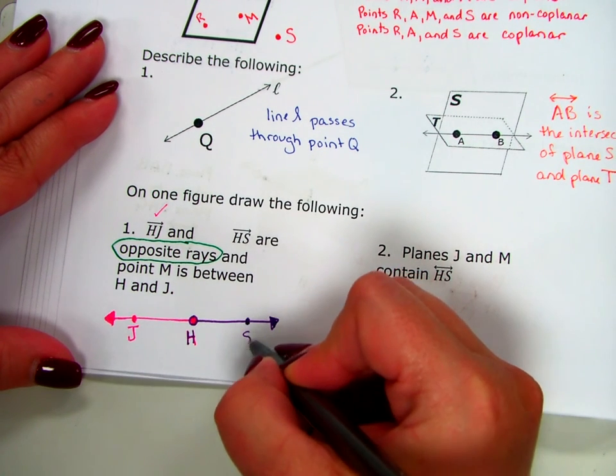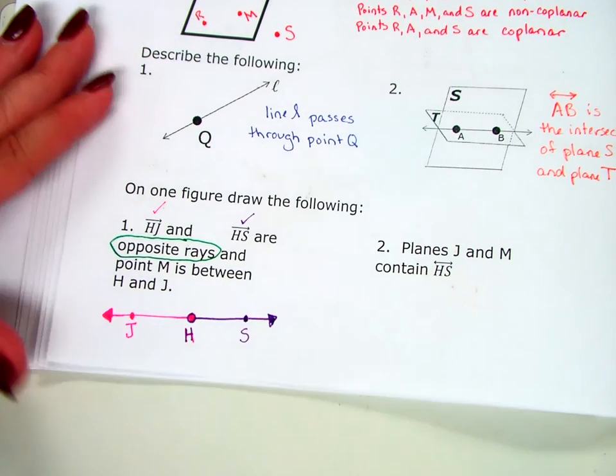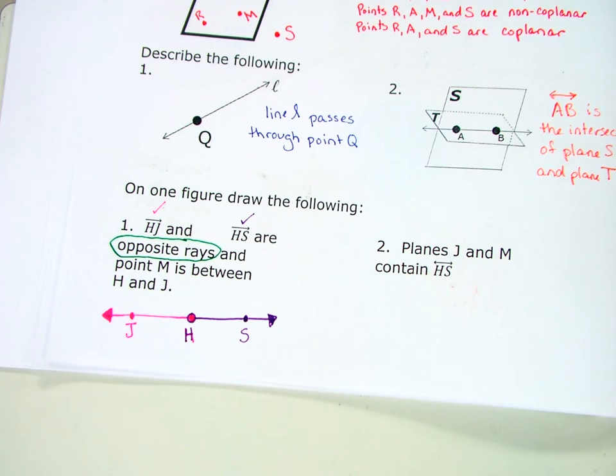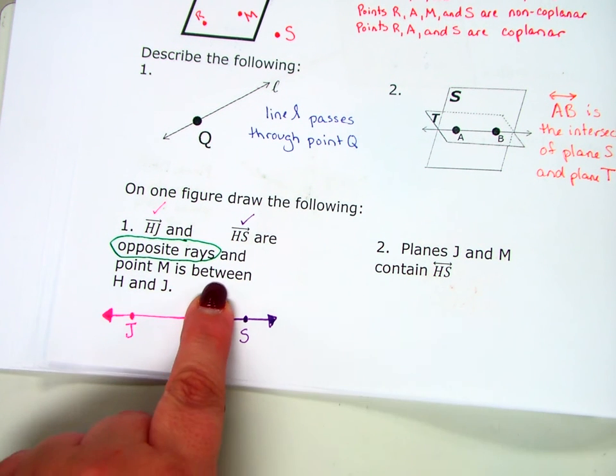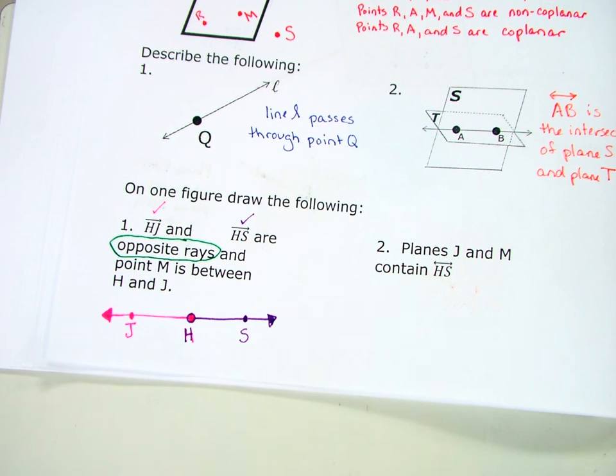And its direction point is labeled with an S. So we drew opposite rays. It says, and point M is between H and J. I can't draw a new H and a new J. I already have them in my picture, so I have to use the H and the J that are there. When it says between, do you think that's the same as saying it's a midpoint?